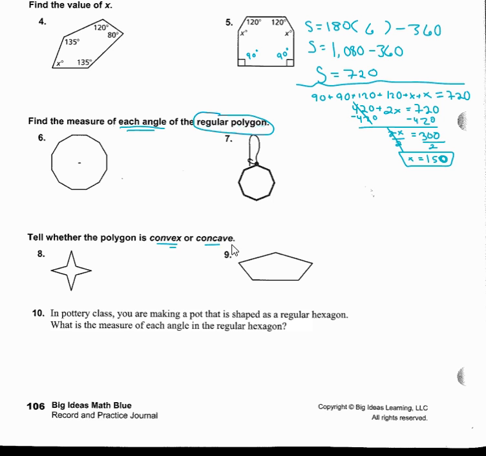Convex versus concave. You can look back in the notes for the two definitions there. And then number 10, let me just read this through real quick. It says we have a regular hexagon. So hopefully you were paying attention earlier in this lesson when I told you what a hexagon was, if you don't already know that. What is the measure of each angle in the regular hexagon? So again, this is a regular hexagon, and we're finding each angle. You're doing the same thing as number 6 and 7, except now it's with a hexagon.